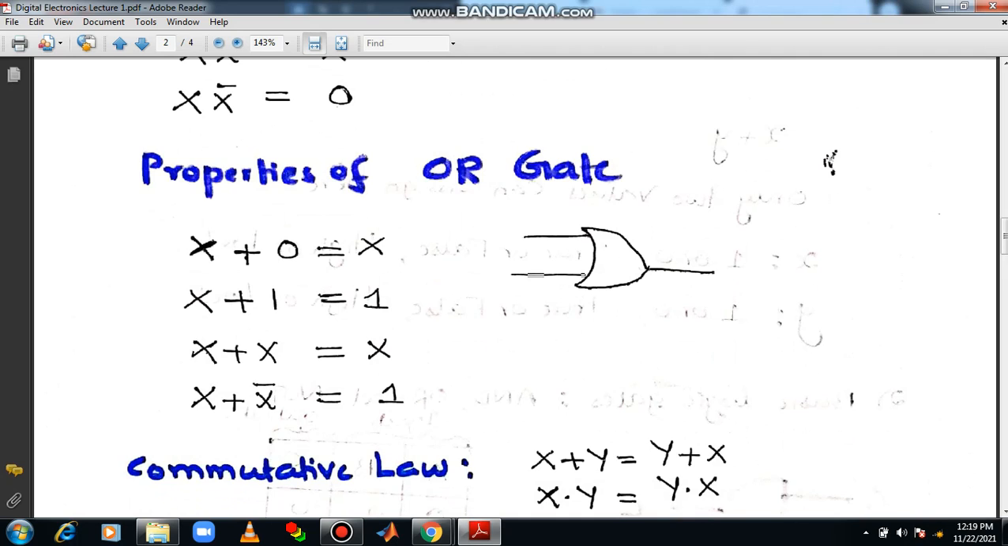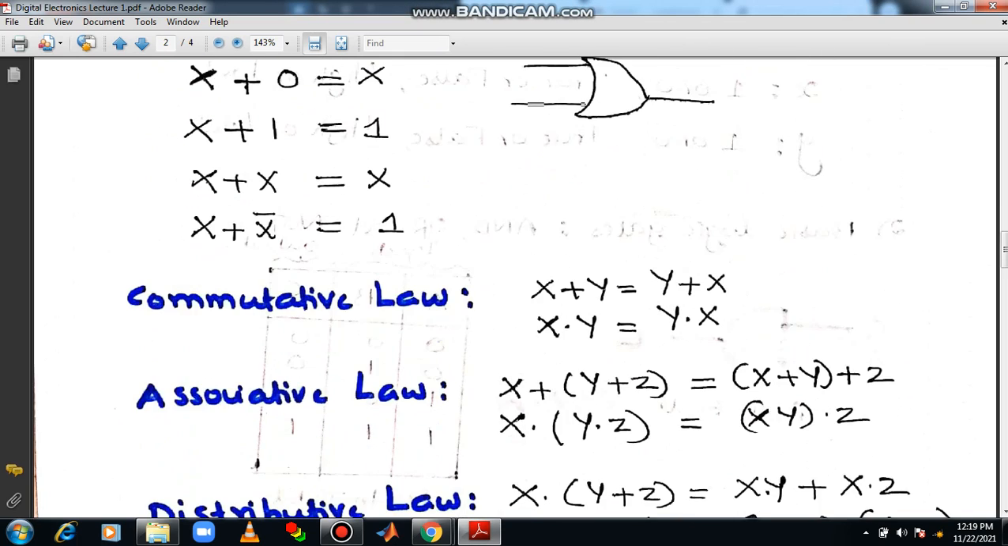Now you have to become familiar with the different laws concerning Boolean algebra. What are the different laws? The first law is the commutative law. It is quite simple. x plus y can be written as y plus x.